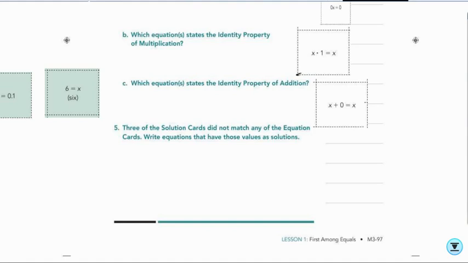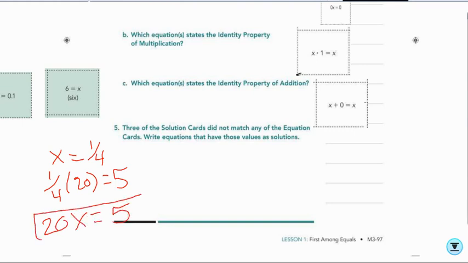If I take 1/4, I could say 1/4 of 20 is equal to 5, because 1/4 is the same as dividing by 4. And so 20 divided by 4 is 5. So if I wrote 20x equals 5, that would be my equation.